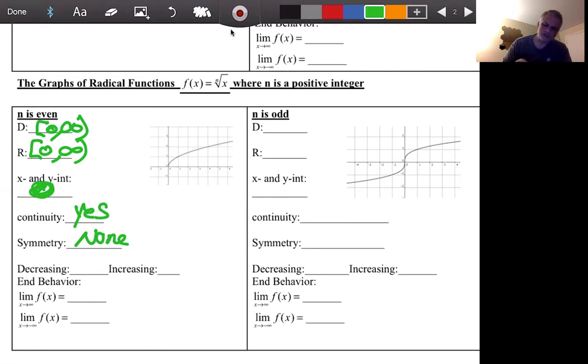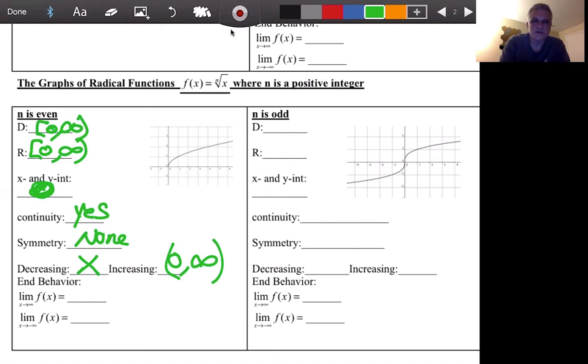Okay? Where is this decreasing? Well, as long as n is a positive integer, it isn't. We are not decreasing. We're increasing over the entire domain. So you're increasing from 0 to infinity.